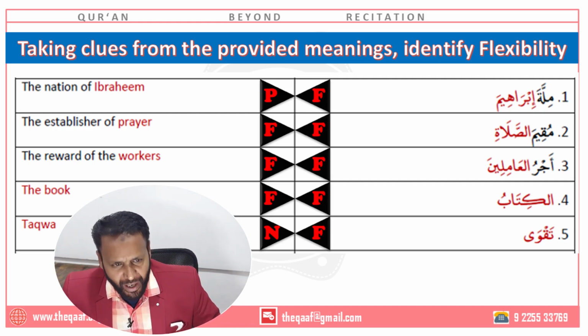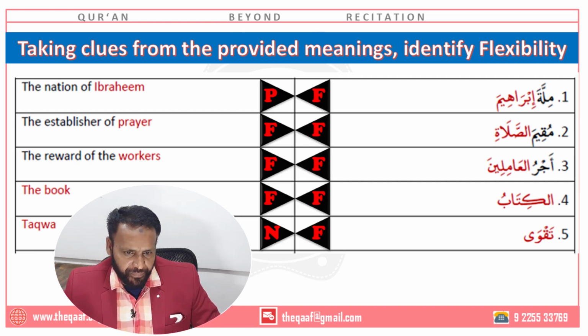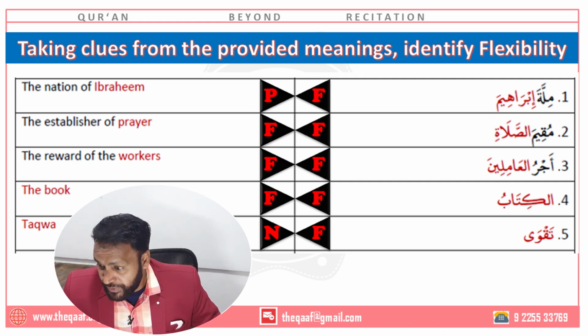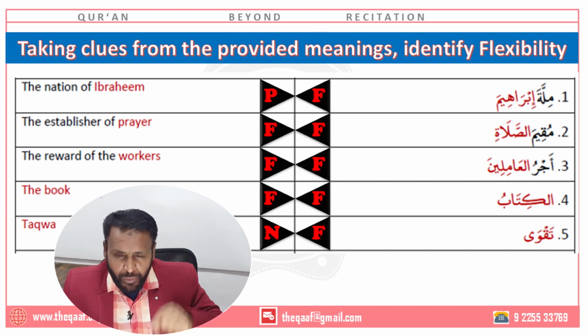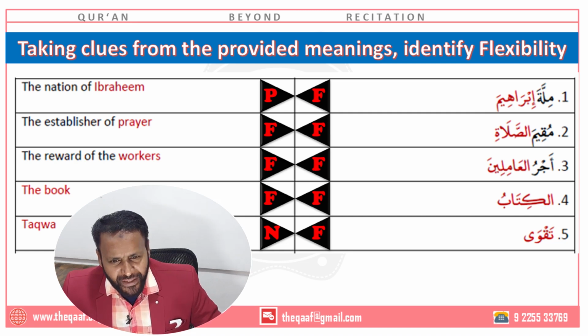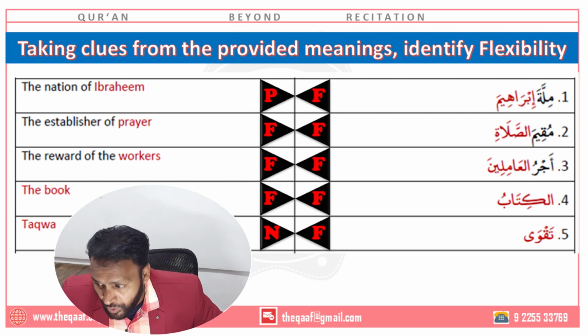Millata Ibrahima. The translation comes, the nation of Ibrahim. Tell me, which flexibility? Partially flexible. Why? Because it's a non-Arab name and it will remain the same in nasb jar. That's one reason. That's a good reason. There is one more reason. Can you take a deeper look at the words, English and Arabic, and tell me there is one more reason for you? It's also after.